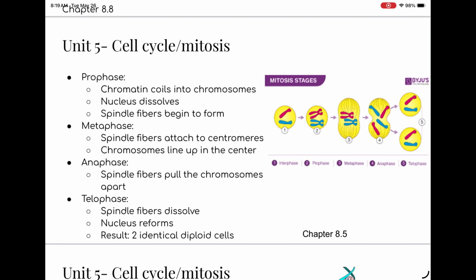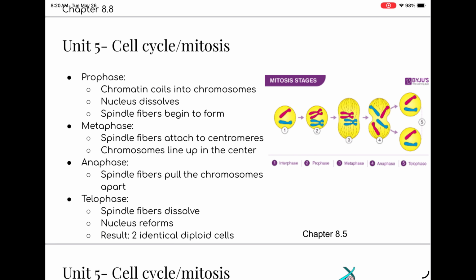And then during telophase, the spindle fibers dissolve and the nucleus reforms. So the cell is like recovering itself, and then the result is that there are 2 identical diploid cells. So now that the cells split evenly, there are 2 identical cells.